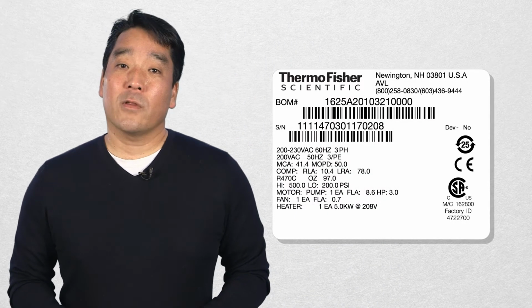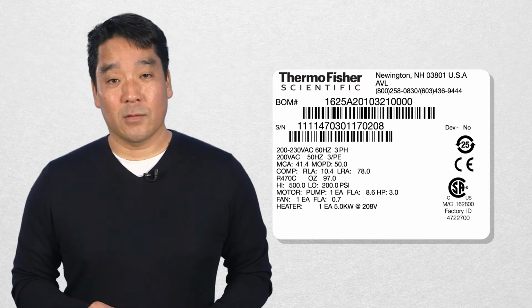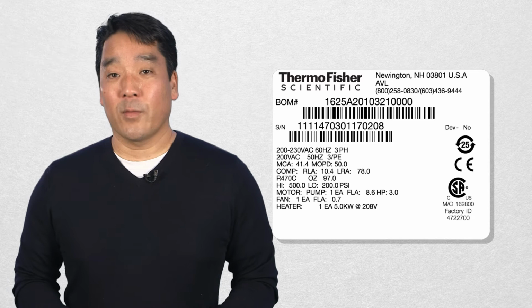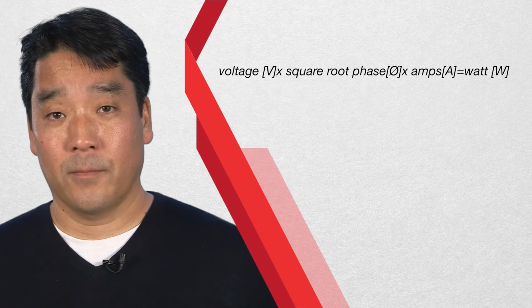By using the electrical data from the chiller and heat load data from the process, the amount of heat added to the room can easily be determined. To calculate energy usage, refer to the chiller's serial number tag. It should include the electrical specifications. If not, request the information from the manufacturer. The formula for converting electrical specifications to watts is shown here.